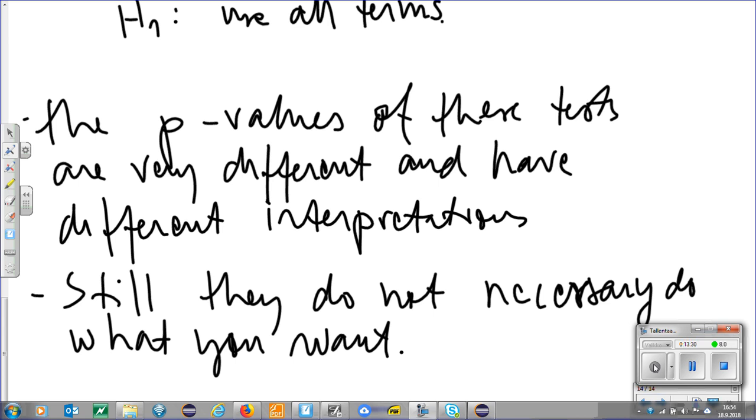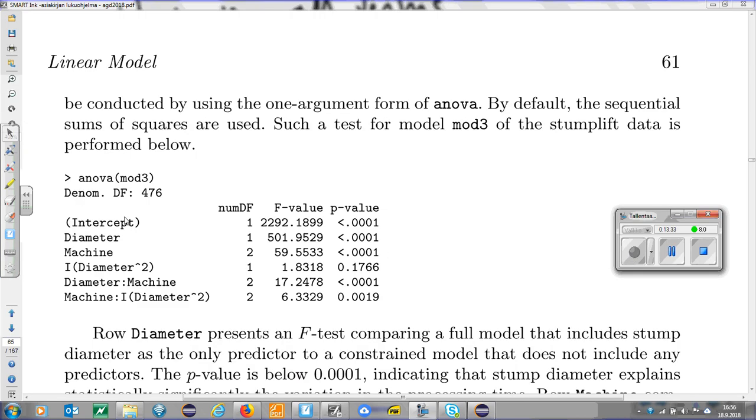So if you just run in R the command anova and then give the model, as I have done here, you will get this test based on sequential sum of squares for the model. So for example, this p-value here specifies that if we have a model that includes only diameter and intercept, then the diameter is a significant predictor in the model. So there is some relationship between the time consumption and diameter. And if the machine is included in addition to diameter, then it is also significant, and so on.